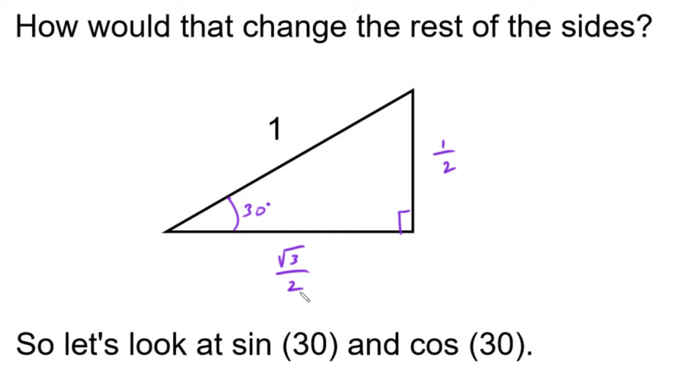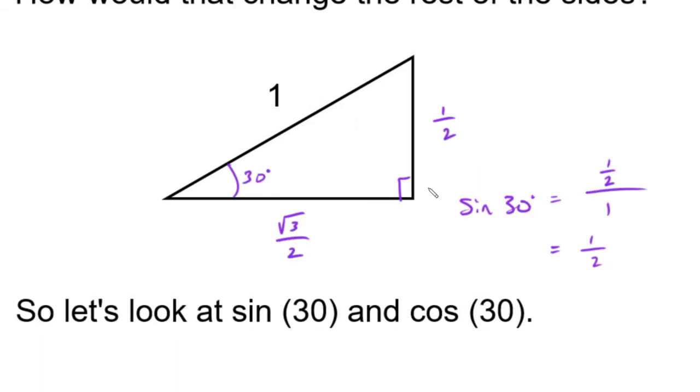So, sine of 30 and cosine of 30. Last lesson, we should have learned how to take the cosine and sine of an angle. Sine of 30 degrees is opposite over hypotenuse. So opposite is 1/2 over hypotenuse, which is 1. Anything divided by 1 is just itself. That is just 1/2, the numerator.